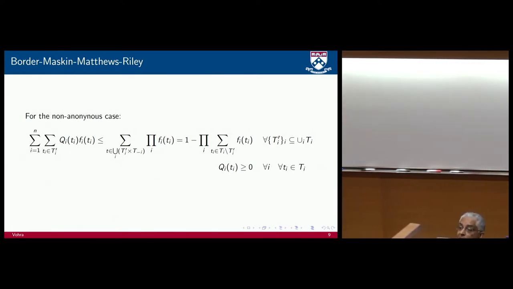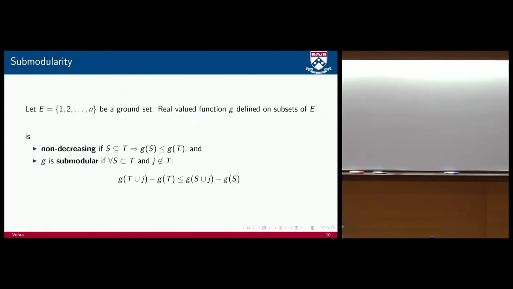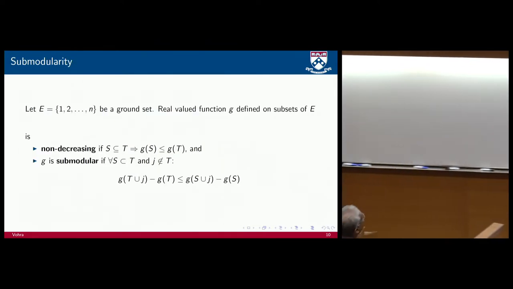Now, you asked about the asymmetric case. That's what the corresponding expression looks like. I've added a bunch of additional indices to account for the fact that the names of the agents matter. And I'm also allowing for the fact that each agent can have their own type space. This object on the right-hand side is still a submodular function and is still non-decreasing. It's a little harder to see, but just take that for granted.